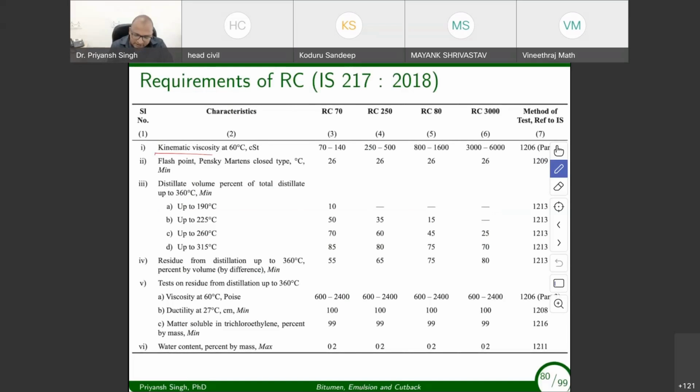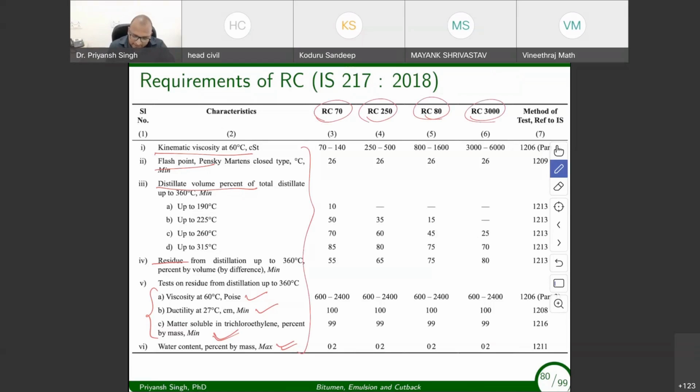Kinematic viscosity needs to be satisfied. Flash point, distillate, that means after distillation, the residue obtained after distillation, what fraction you got, and then a few tests run on the residue. These tests are viscosity, ductility, solubility, and water content. Sorry, solubility, and then water content you need to test by mass. Based on these different tests, four different grades of rapid curing cutback are suggested.